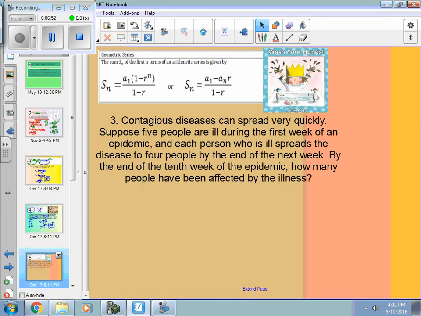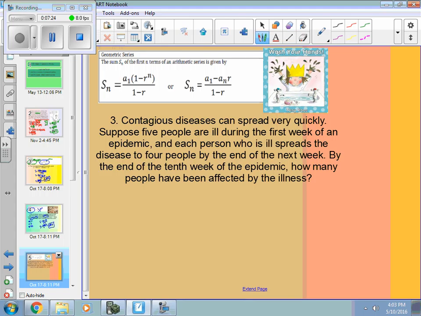All right, number 3. Contagious diseases can spread very quickly. Suppose 5 people are ill during the first week of an epidemic, and each person who is ill spreads the disease to 4 people by the end of the next week. By the end of the 10th week of the epidemic, how many people have been affected by this illness? An epidemic is something where a disease spreads very quickly. Why don't you pause the video, see if you can pick out the important information and set up and solve this problem. All right, let's see how you did.